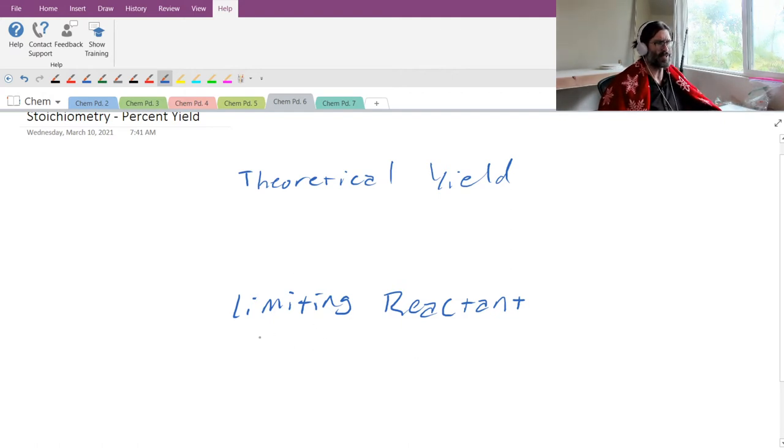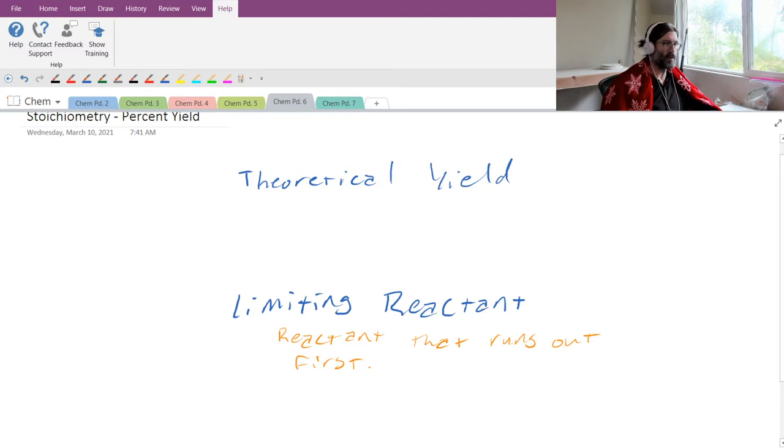All right, so limiting reactant. What did we say last time? We said this is the thing that runs out first. It's the reactant that runs out first. It limits the reaction. And we had a bunch of different examples. We had a candle that burned out when we put a jar over it because the oxygen in the jar ran out. The oxygen was the limiting reactant.